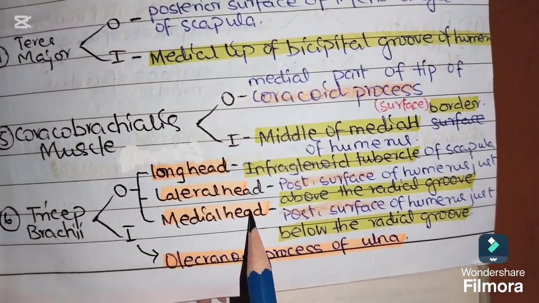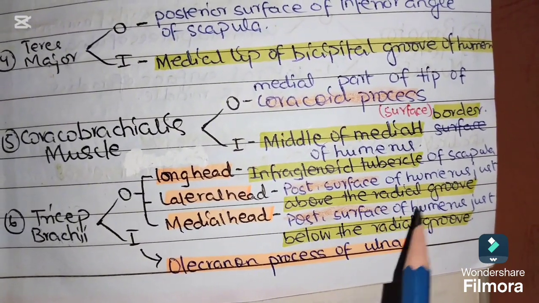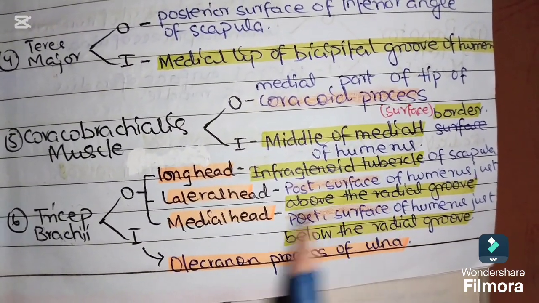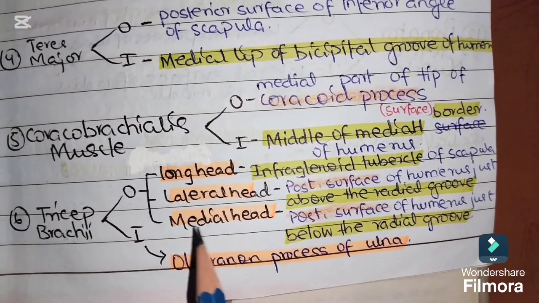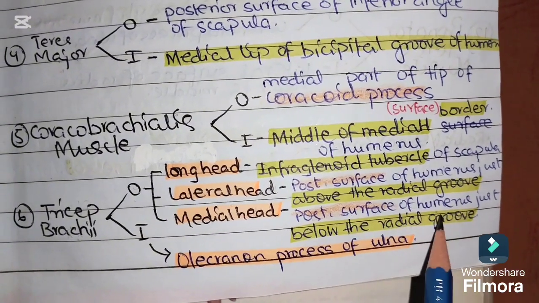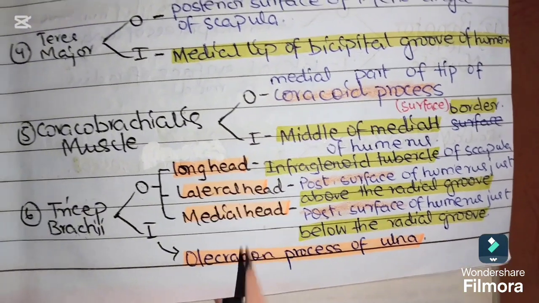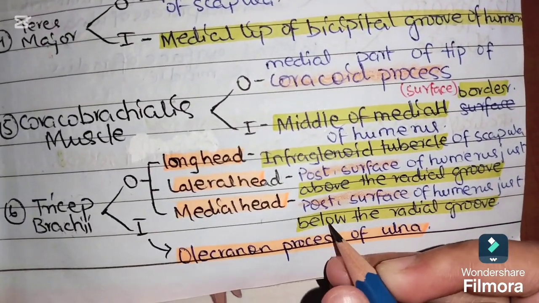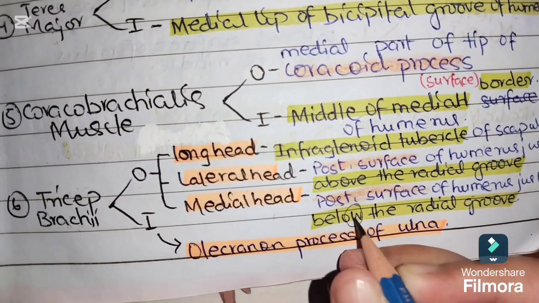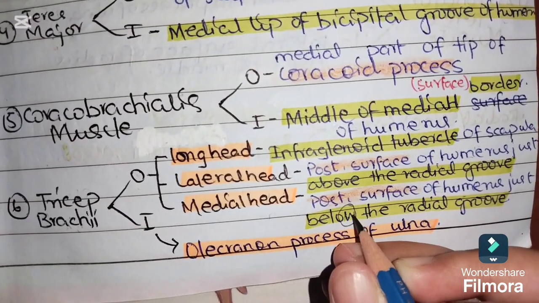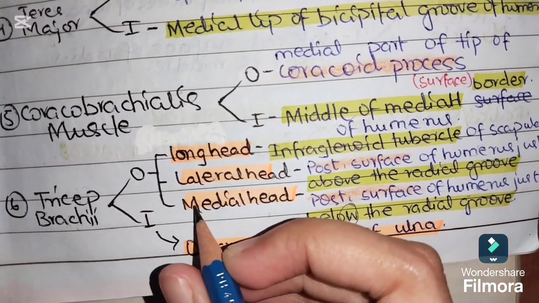Then we have the medial head, which originates below the radial groove. Again, an important point to be noted, that the lateral head originates above the radial groove and the medial head originates below the radial groove. Now, let me tell you how I kept this in my mind. So you see, when we say below the radial groove, this term below has a W at its end, and the W is very similar to M. W is the upside-down M, right?